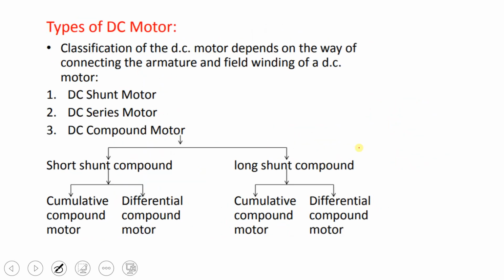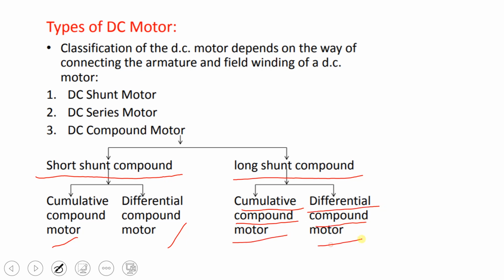Then the types of DC motor. We have three main types of DC motors: DC shunt motor, DC series motor, and DC compound motor. DC compound motor is further classified into short shunt compound and long shunt compound, and these are further classified into commutative compound motor and differential compound motor. But here we study only two motors according to the syllabus: DC shunt motor and DC series motor.